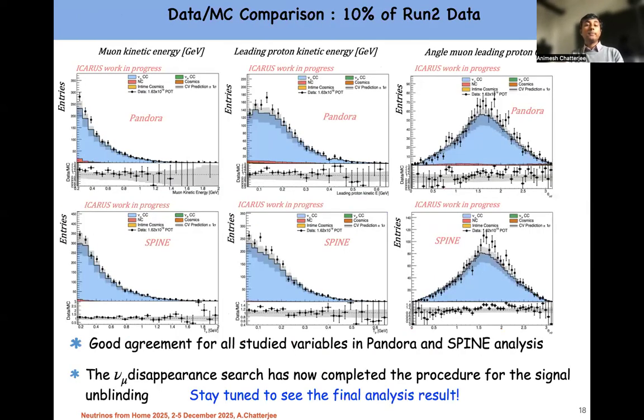Here we are showing the data Monte Carlo comparison with just 10% of the run-through data. The top plot shows the Pandora analysis and the bottom one the SPINE analysis, for different low-level information from the muon kinetic energy to the proton kinetic energy, as well as the angle between the muon and the proton. There is an excellent agreement between all the variables, both for the Pandora and the SPINE analysis.